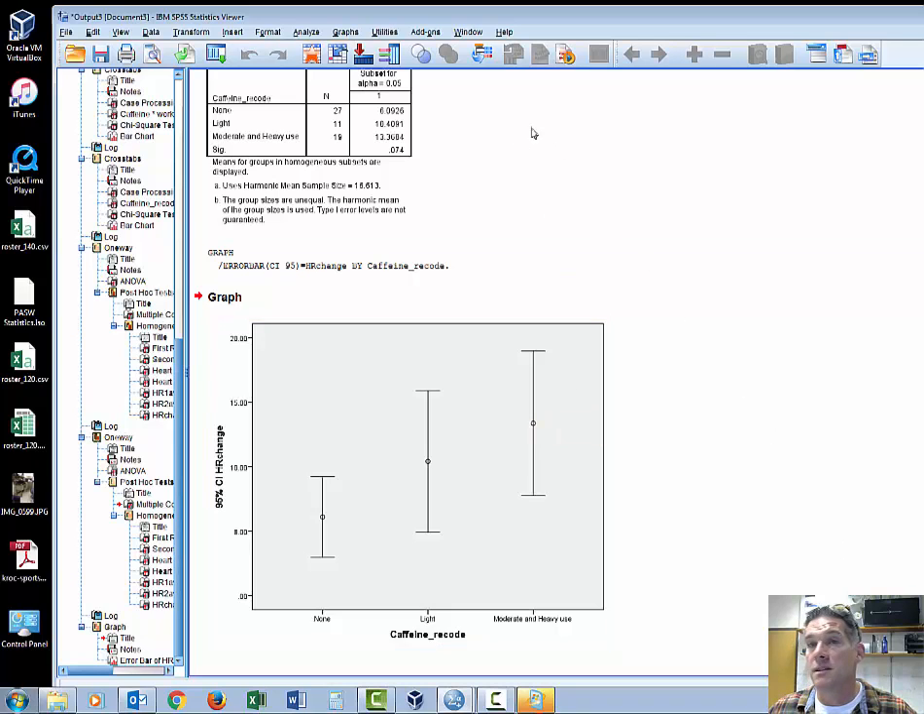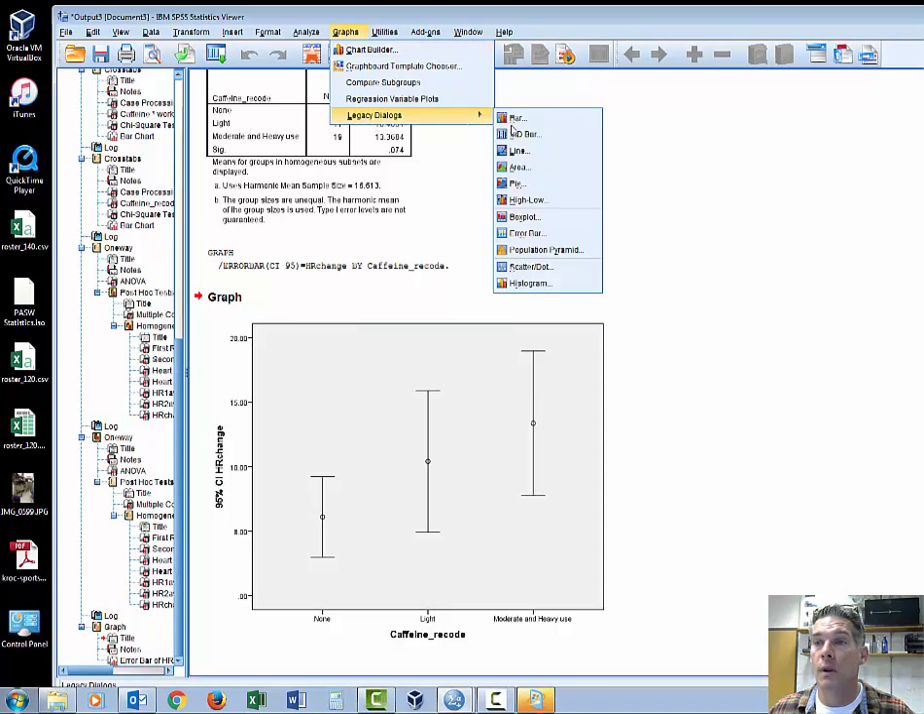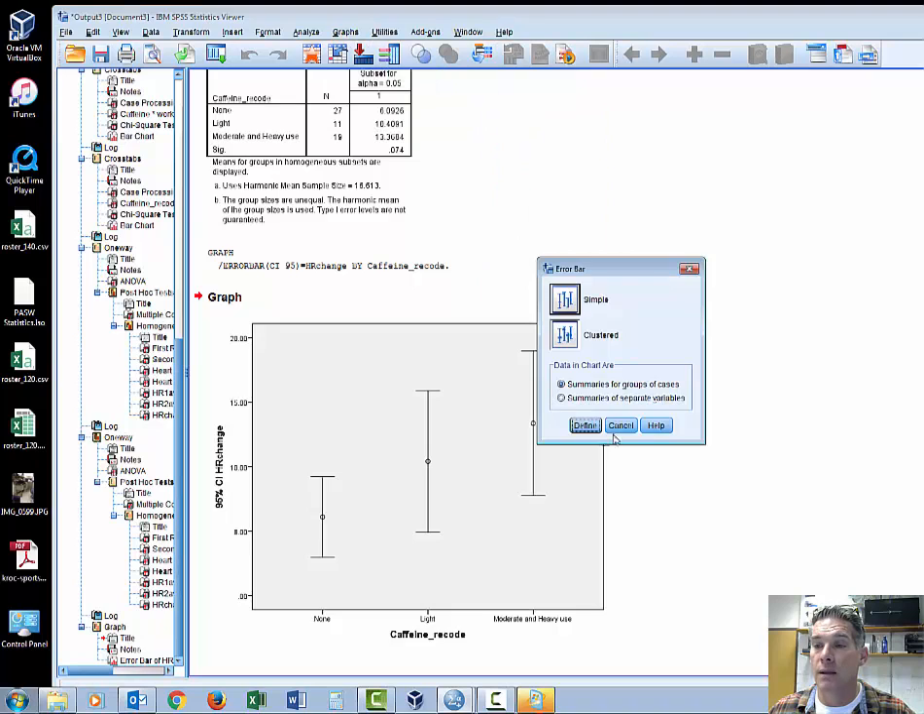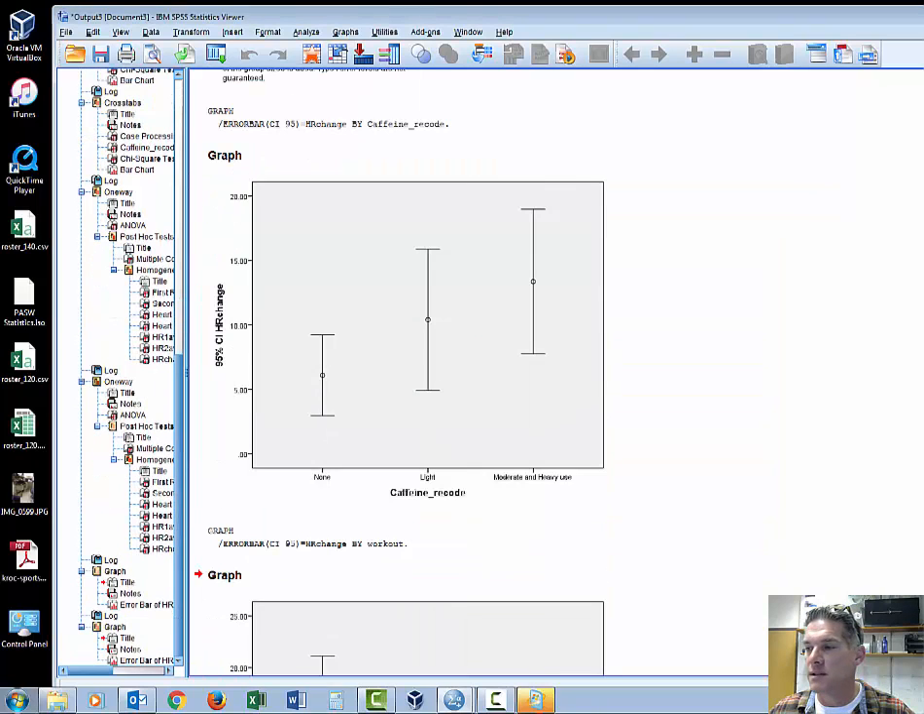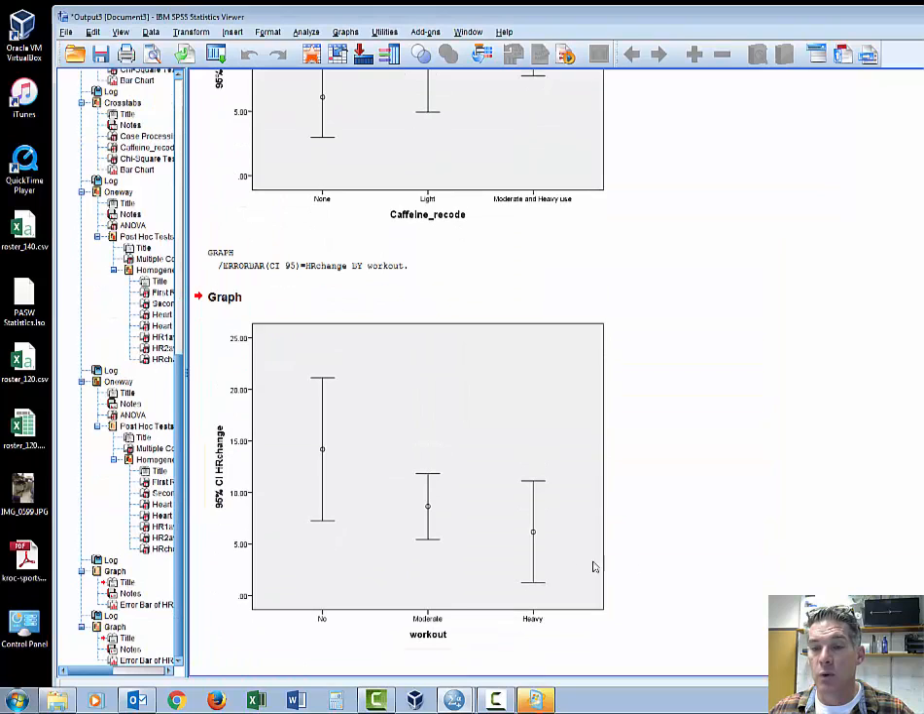So the biggest question I have, let's make the graph of workout. And then we'll do the same thing for workout, that showed the same, actually the heart rate change one. Let's make the graph for workout and see if that looks different. So in workout you can actually see that it goes the opposite way. So caffeine causes the higher change, workout seems to cause less change.